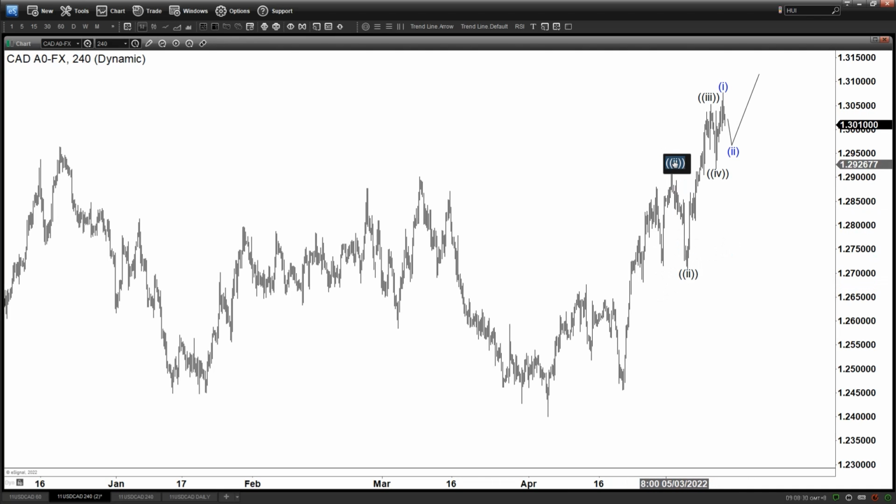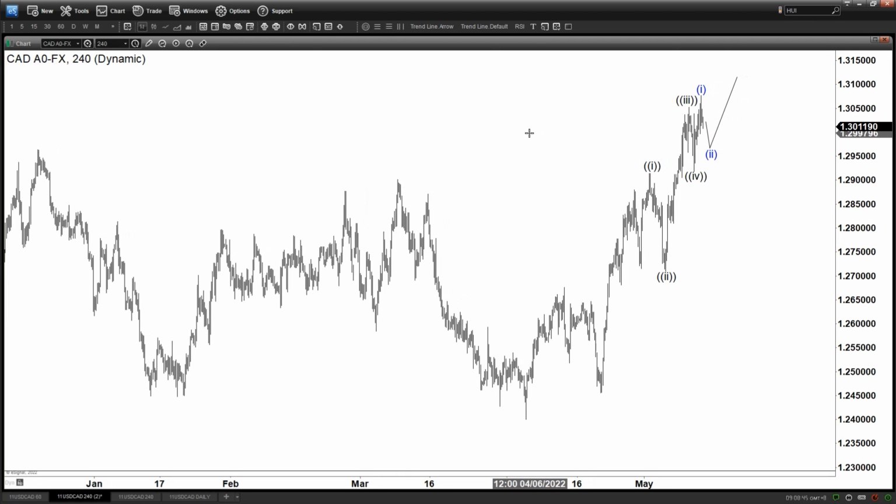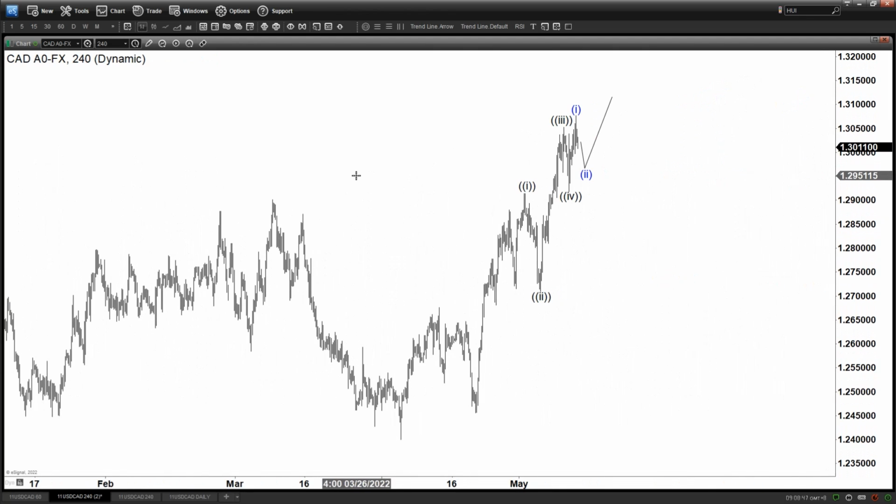I mean, it's very simple. So what are we talking about here? We got two options here. Option number one is from this low, April 5th, we could either have something like this: 1, 2, 3.